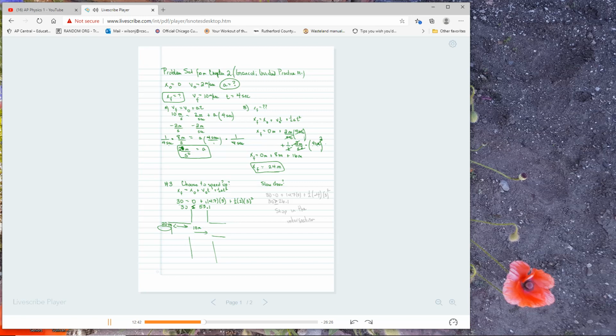Well, same basic setup. But this time the acceleration is -4. It's 4 and negative because you are trying to slow down. Your brakes push you back the opposite direction. This would be 3 squared. Okay. So now we have 14.7 times 3 plus 0.5 times -4 times 9.